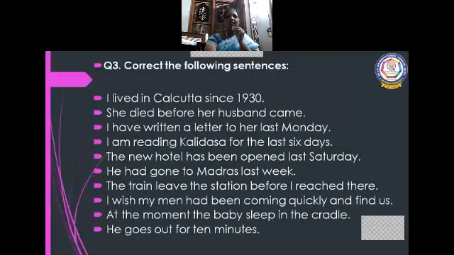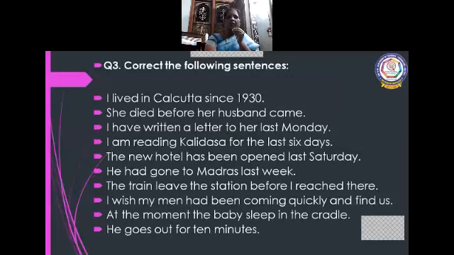I am reading Kalidas for the last 6 days. I have been reading Kalidas for the last 6 days. The new hotel has been opened last Saturday. The new hotel opened last Saturday. He had gone to Madras last week. He went to Madras last week. The train leave the station before I reach there. The train had left the station before I reached there.